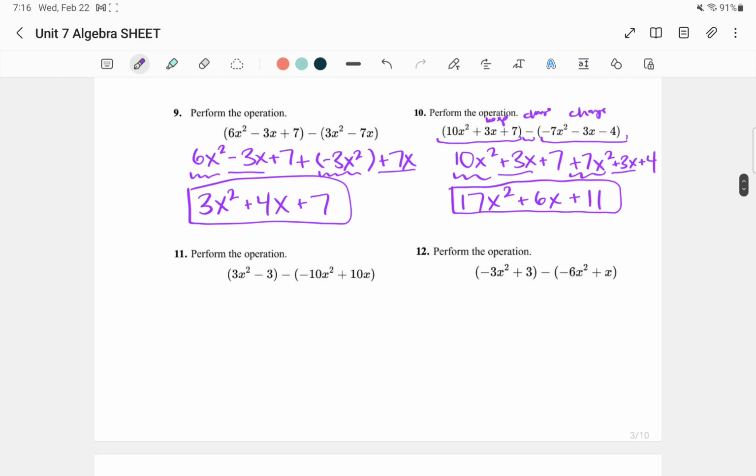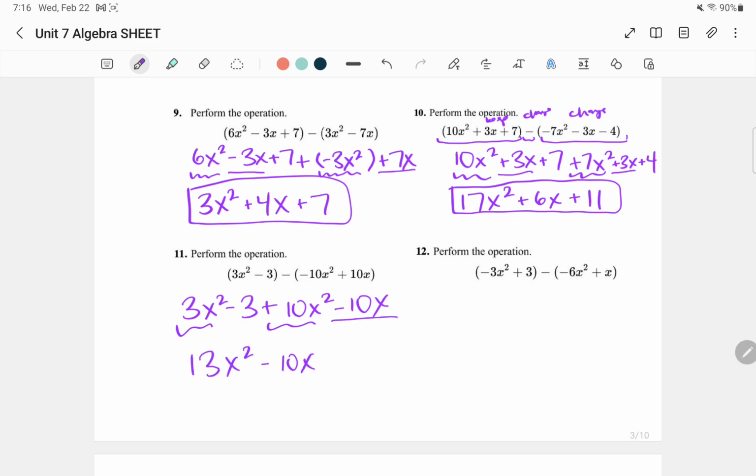All right, let's go over these answers. I'm going to keep, change, change. So 3x squared minus 3 stays. This becomes a plus, and these change to positive 10x squared minus 10x. When I combine, I get 13x squared. The minus 10x is brought down. There's something to combine it with, so it is the minus 3.